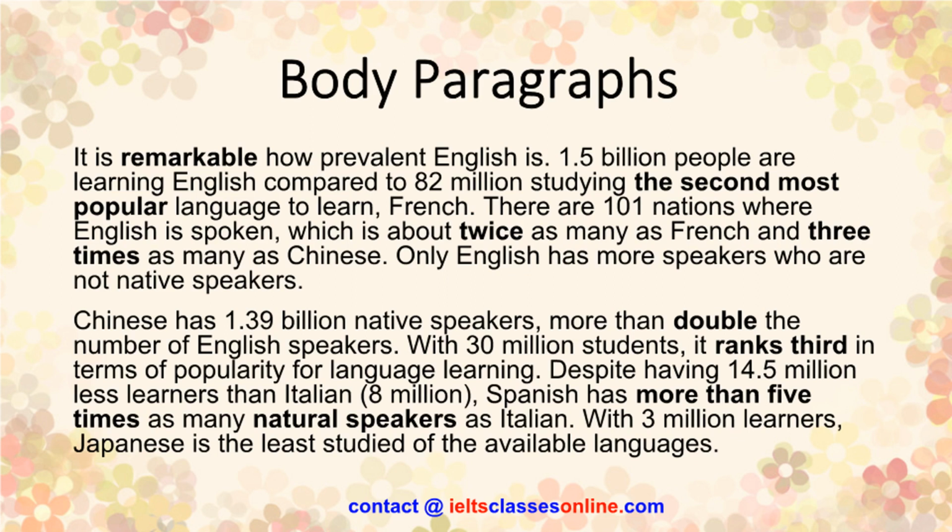Chinese has 1.39 billion native speakers, more than double the number of English speakers. With 30 million students, it ranks third in terms of popularity for language learning, despite having 14.5 million fewer learners than Italian, 8 million. Spanish has more than 5 times as many native speakers as Italian. With 3 million learners, Japanese is the least studied of the available languages.